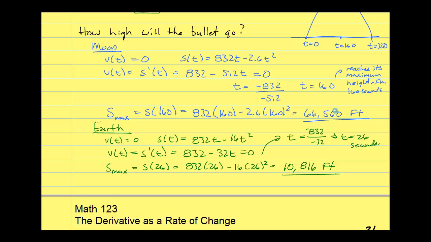Now, the one on the moon is so much higher because it doesn't have as much effect of the gravity pulling it back toward the surface of the moon. The one on the Earth doesn't go as high because gravity is pulling it constantly back toward the Earth's surface.